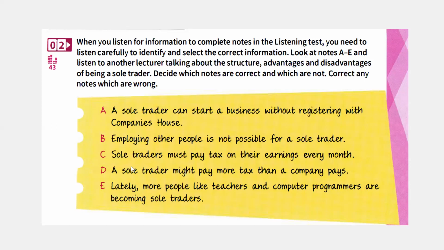And what about C? Unfortunately, I couldn't hear. C, I think it is correct, but I couldn't hear correctly. It was not clear. And the D is also correct. Because in the listening they sometimes sell their house or their car for paying the tax.